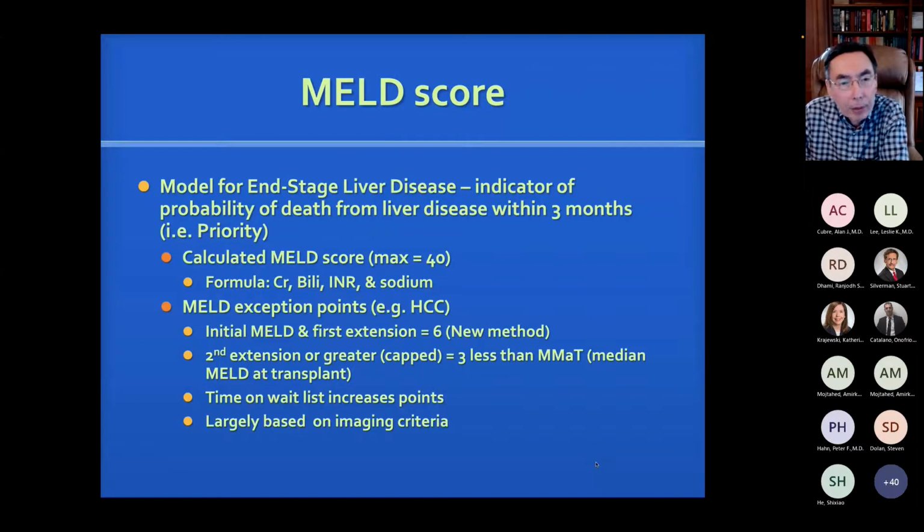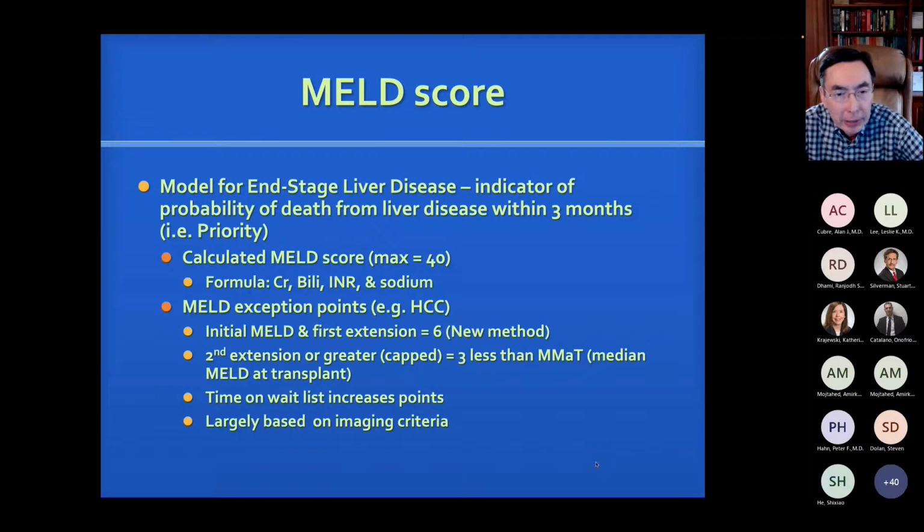Now, the way the MELD exception points for HCC are assigned was recently changed a couple of years ago. And now if you qualify, for your initial MELD score and first extension, you get a score of 6. And then for the second extension or greater, it's capped at 3 less than the median MELD at transplant for your geographical area. So in other words, they look at what the mean or median MELD score is for patients who actually get a transplant in your geographic area and subtract 3 from that.